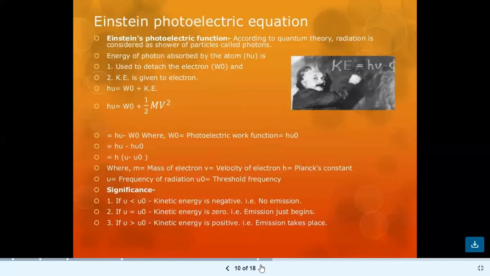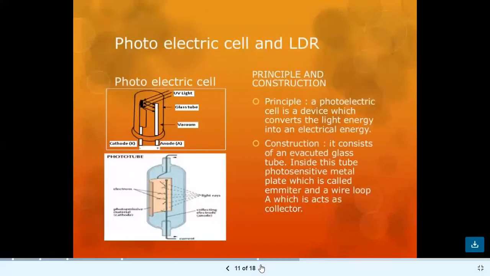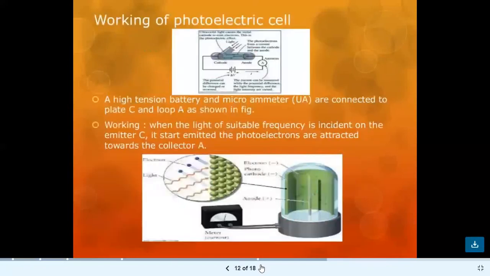If we consider Einstein's photoelectric equation, it is given as h mu equals W naught plus kinetic energy, where h mu is the energy of the photon, W naught is the work function, and kinetic energy is given as half mv square. There are different conditions when emission takes place. If mu is less than mu naught, there is no emission. When mu equals mu naught, the emission just begins, and when mu is greater than mu naught, the emission takes place. That is the photoelectric cell and LDR.